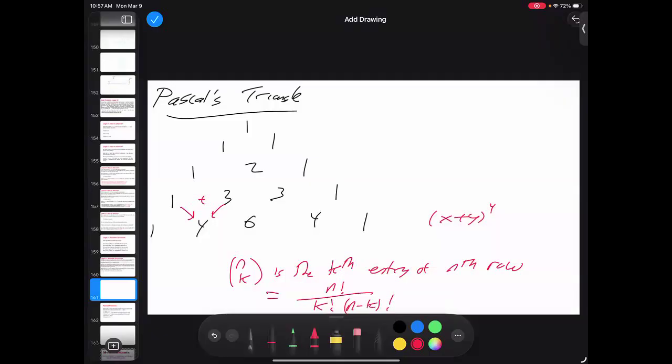So there's a combinatorial interpretation. This is the number of ways of choosing k objects from n when order doesn't matter. So choose k from n, order does not matter. There's a lot of beautiful stuff you can do with Pascal's triangle. There's a lot of tremendous properties. The big one here is n choose k.